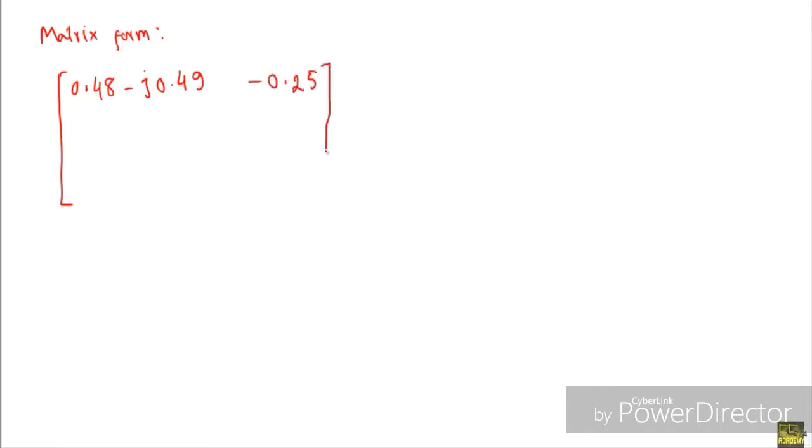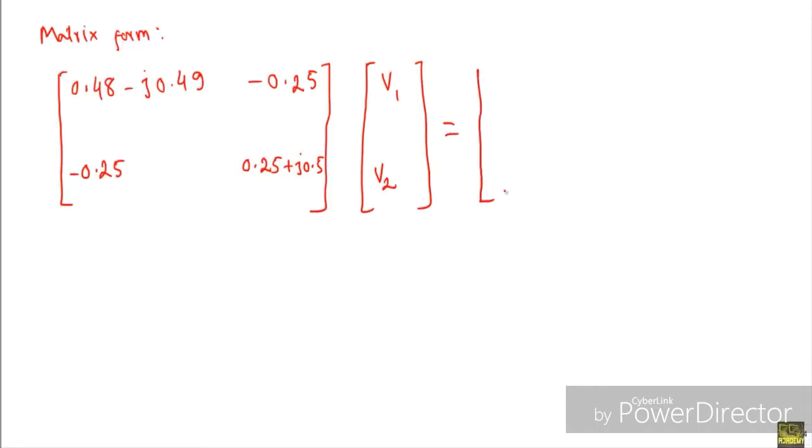If I write down equation number 1 and equation number 2 in matrix form, I will get the matrix with entries 0.48 minus j0.49, minus 0.25, minus 0.25, and 0.25 plus j0.5, multiplying V1 and V2. On the right side we have 4.75 phase angle minus 54.25 degree and 3 phase angle 10 degree. Now we can determine the determinants by using Cramer's rule.